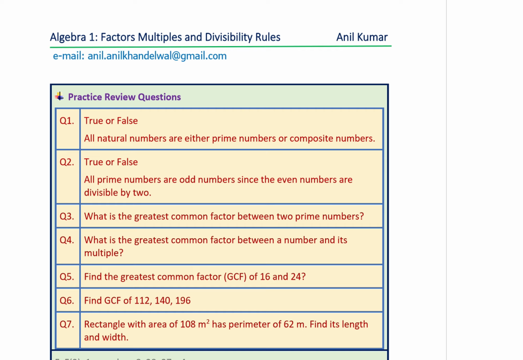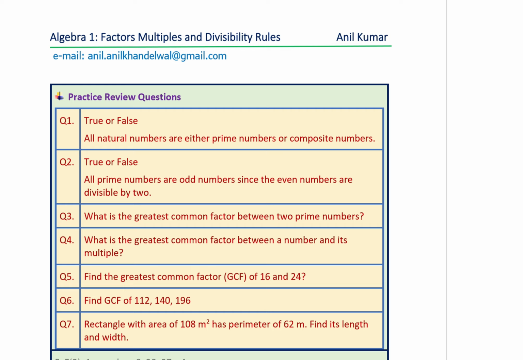This becomes a practice review questions for you. You have learned today till now what are factors, what are multiples, how do we find the greatest common factors. Now, based on this, here are 7 questions for you. I'd like you to take a moment and answer these questions now. Let's go through them one by one.